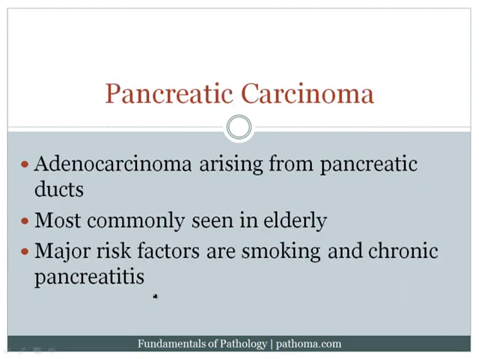Pancreatic carcinoma is an adenocarcinoma that arises from the pancreatic ducts. Now remember, when you go back to your histology of the pancreas, you have ducts that are carrying the secretions, and then you have acini, which actually make the enzymes. And so this is an adenocarcinoma that arises from the pancreatic ducts. It's most commonly seen in the elderly. The average age is 70, and there are two major risk factors that you have to know. Number one, smoking, and number two, chronic pancreatitis, as I just mentioned on the prior slide.